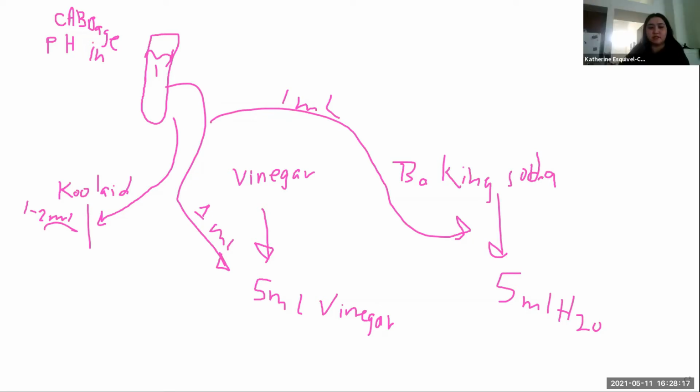I can empty out in the sink, right? Yep. You can put it on the sink. It's just Kool-Aid and baking soda. Okay. I pour the whole cabbage into one thing of the deionized water, but I take out a milliliter, right? Yes, that's right.